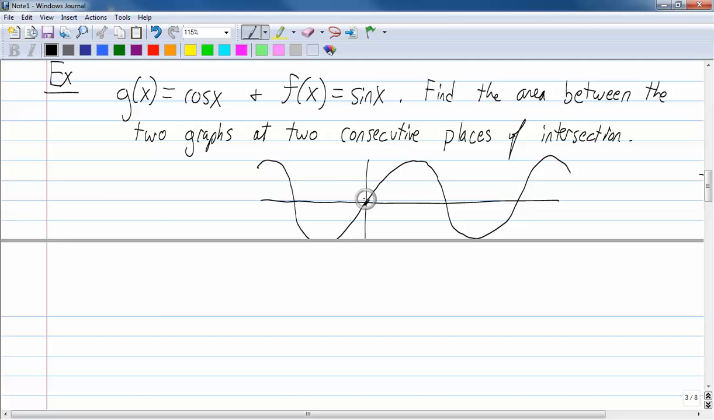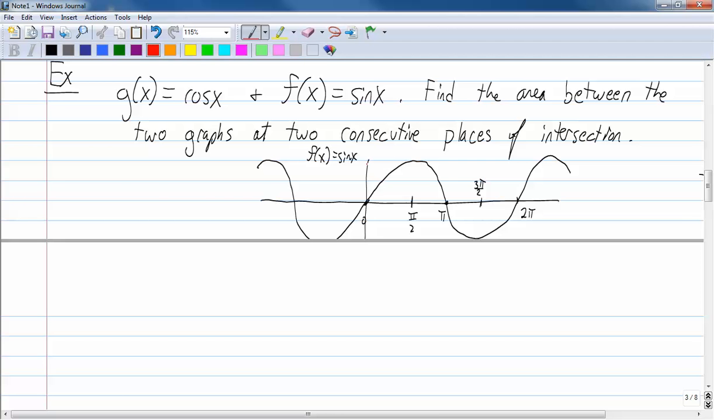We know that this place here is 0. We know that it has a high point at pi over 2. We know that it crosses again at pi. We know it has a low point at 3 pi over 2. And we know that it crosses here at 2 pi. Real basic trig knowledge. And that's the sine curve, that would be f of x equals sine of x.